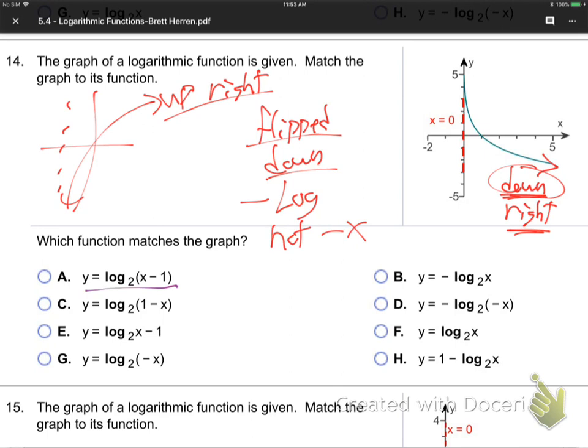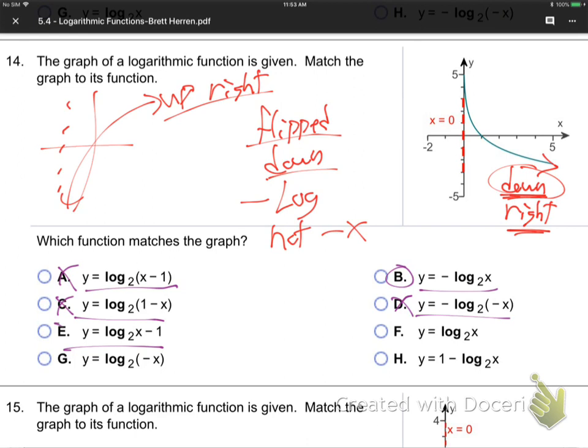So could it be A? No negative on the log. Could it be B? Maybe. It's got a negative on the log, not on the x. Looks good. We'll come back to it. Could it be C? No. No negative on the log. Could it be D? No. He's got a negative on the log, but he also has a negative on the top. That'd be left and down. That's not right.